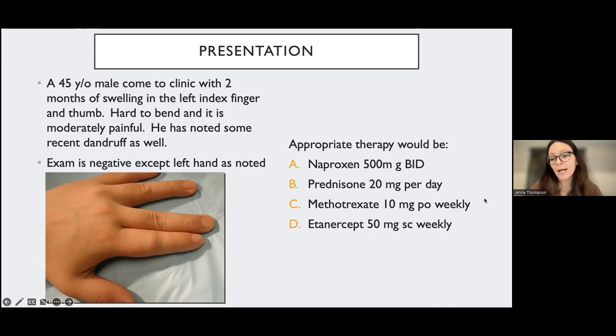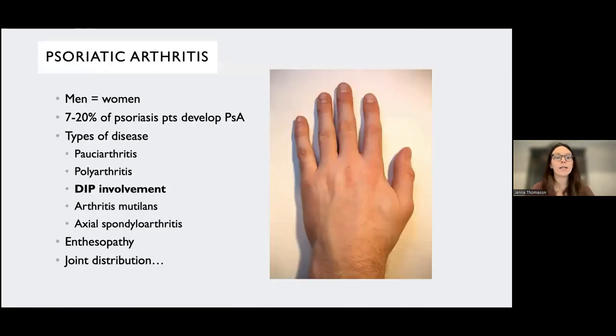Methotrexate is considered old faithful in the realm of rheumatology. We use it for so many different things. First line for rheumatoid arthritis. We use it for myositis, and for many skin diseases. But the thing that it doesn't work well for is enthesitis. Etanercept is also a great medicine that could be used, but we're getting ahead of ourselves if we choose etanercept right away. And even if you wanted etanercept, you would have to go through an approval process. So what I would reach for right away is naproxen.